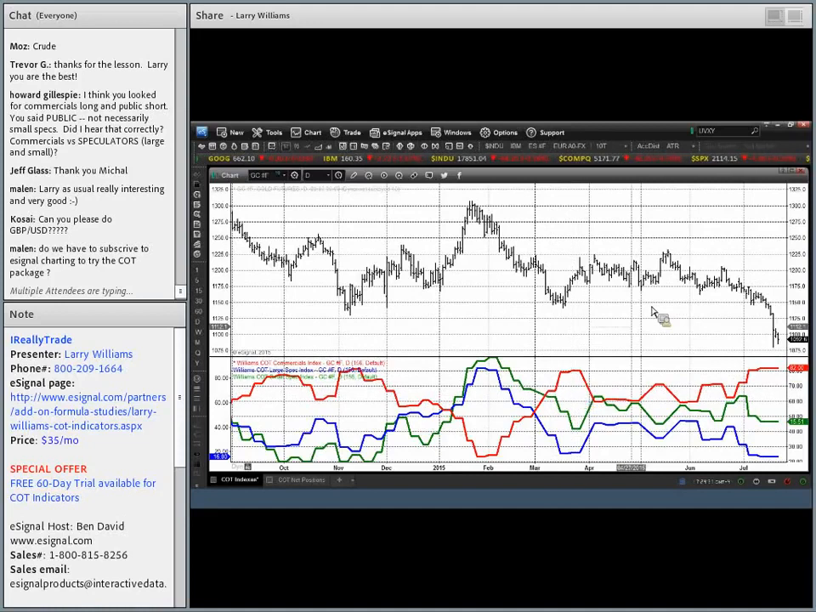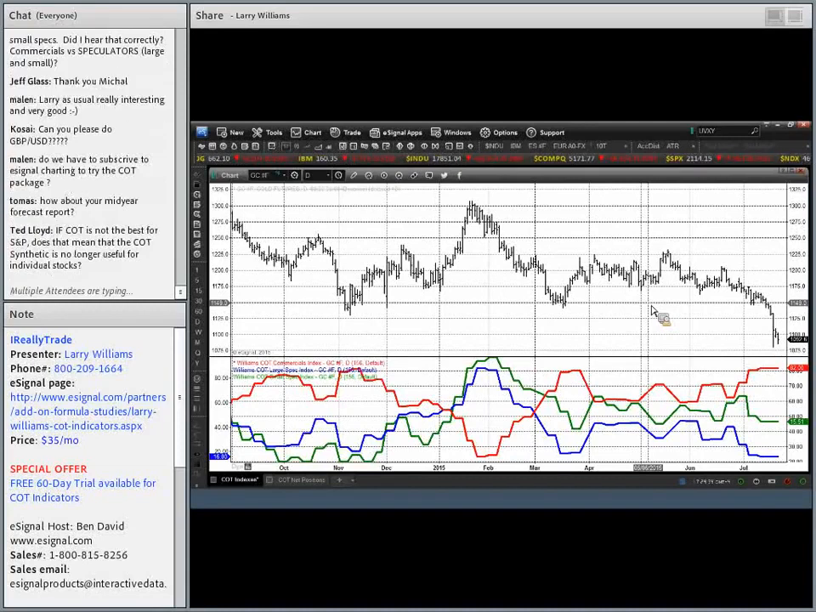Question: do we have to subscribe to eSignal charting to try the COT package? I don't know, that would be an eSignal question. Okay, the red line, remember, is commercials. The green line is the public. The blue line is the large traders, the trend followers.